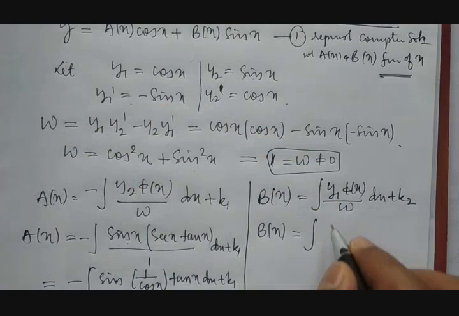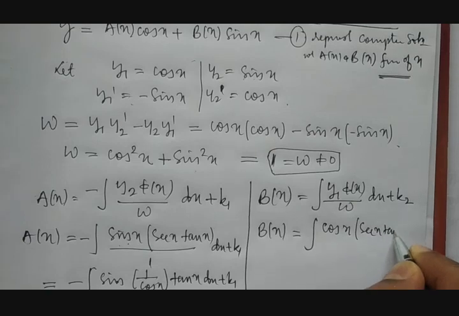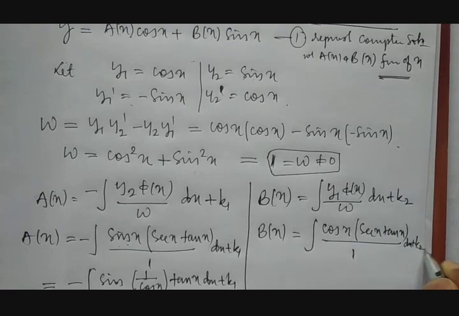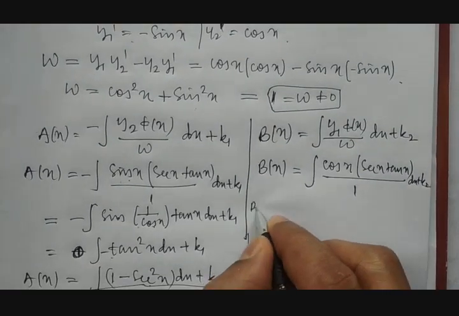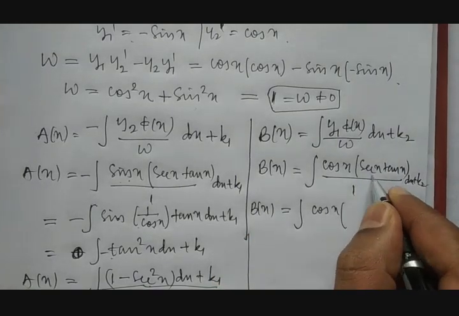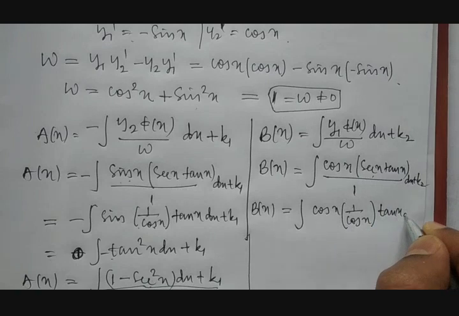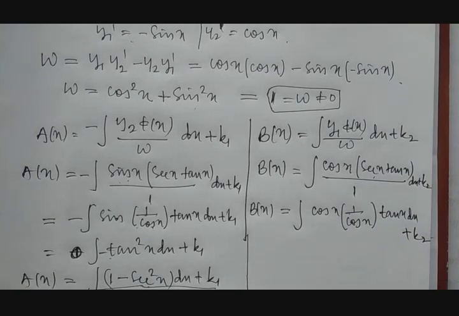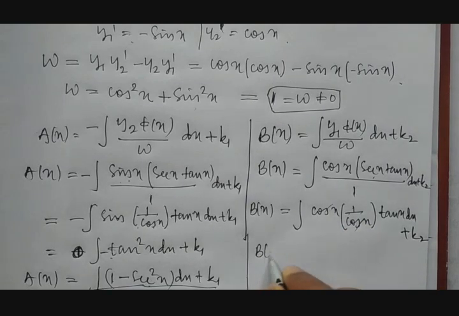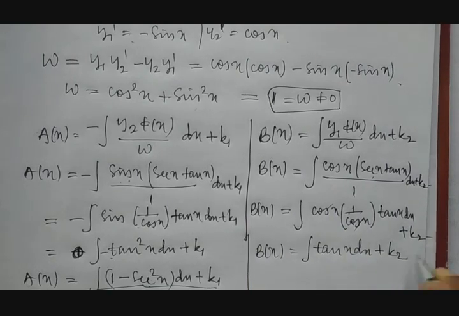y1 is cos x into pi of x. Pi of x is sec x into tan x, that is 1, with respect to x plus constant k2. Therefore, b of x is equal to integration of cos x, and the sec can be written as 1 by cos x. This tan x I'll keep as it is, with respect to x plus constant. Therefore, cos gets cancelled. Then what remains? b of x is equal to integration of tan x with respect to x plus k2.